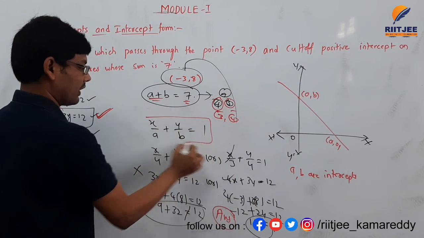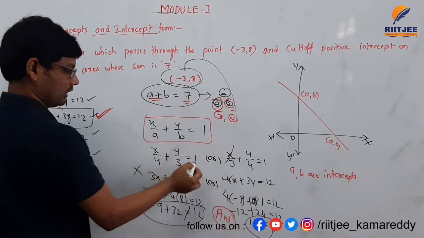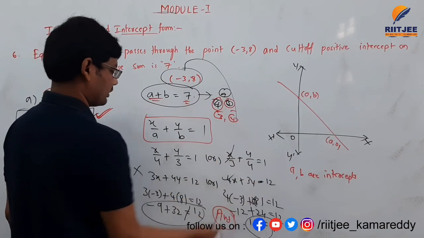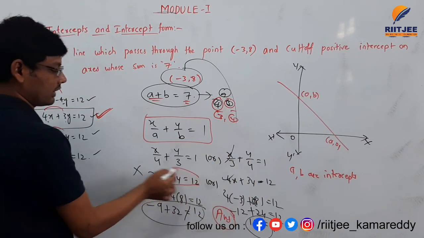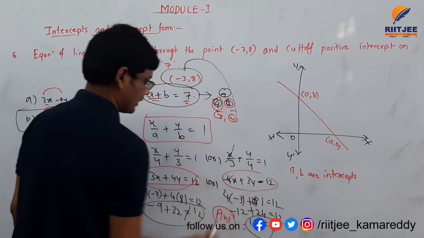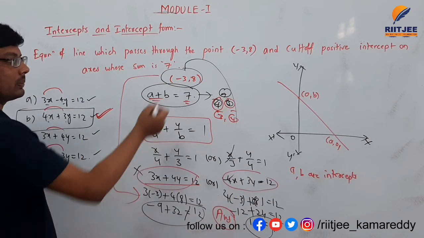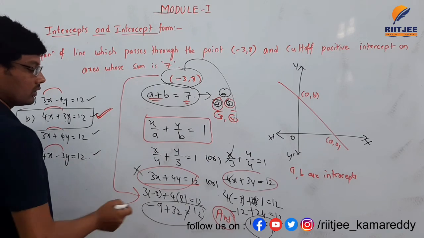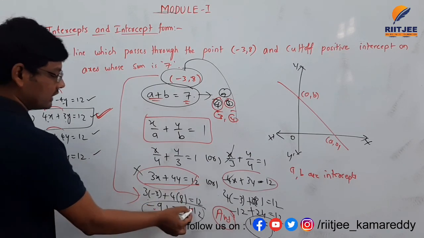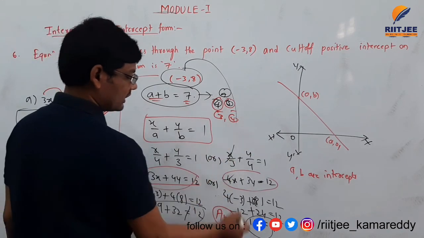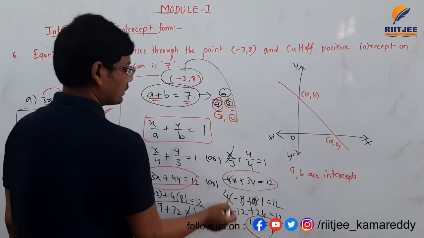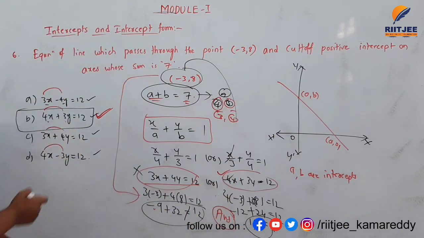So this is the standard form of the equation: x by 4 plus y by 3 is equal to 1, x by 3 plus y by 4 is equal to 1. If you take the LCM, this is the equation. So let's substitute this point in these equations, because the point should satisfy the equation. If you substitute in this equation, it is not equal. If you substitute in this equation, 12 is equal to 12. So this is the final answer for this question.